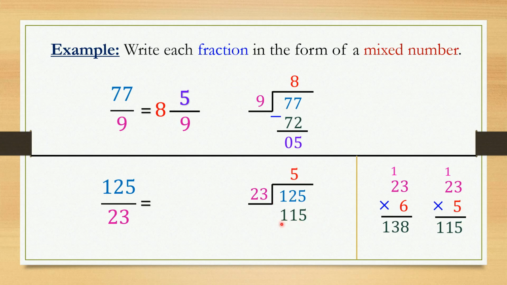So 5 is the quotient. Let's find the remainder. 5 minus 5, 0. 2 minus 1, 1. And 1 minus 1, 0. So the remainder is 10. We found the quotient and the remainder. Now we are able to find the mixed number. So 5 is the whole number part of the mixed number. The remainder 10 is the numerator, and the denominator won't change. We copy it the same. So 125 over 23 is equal to 5, 10 over 23.